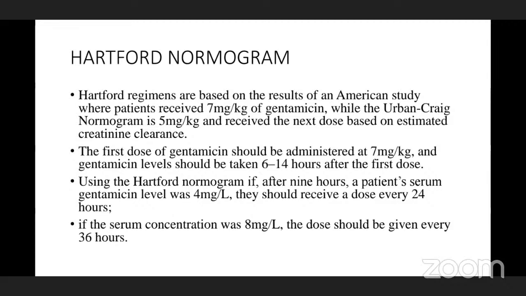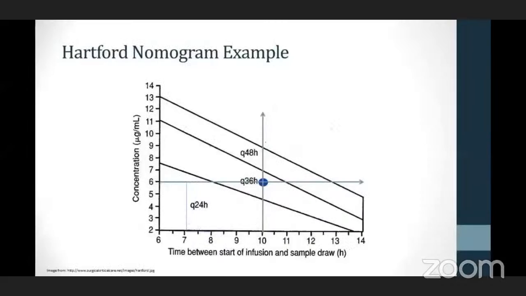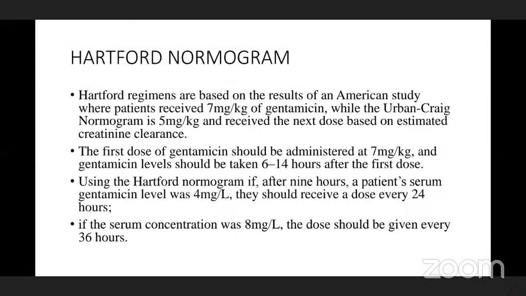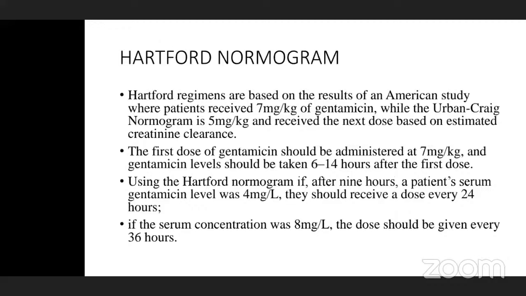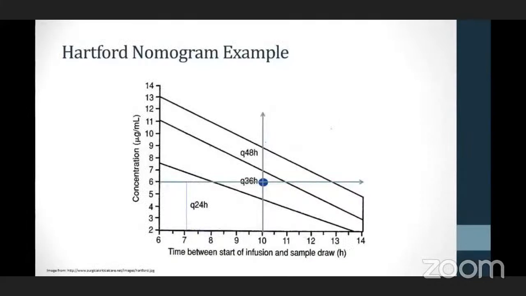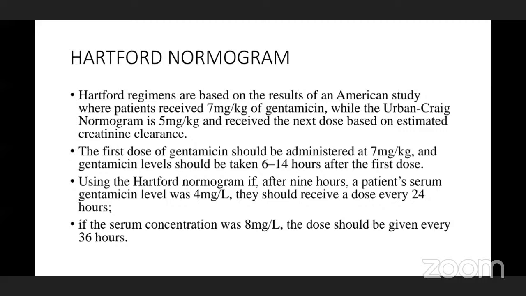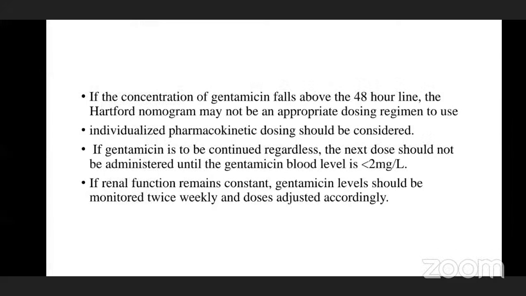Now, using the Hartford nomogram, if after 9 hours a patient's level was 4 milligrams, then they should receive a dose every 24 hours. If you take that down, it's within the 24-hour range, so you should dose gentamicin every 24 hours. If you take it at 10 hours and the level is still 6 milligrams, you should dose it every 36 hours, and so on and so forth. That's the benefit of using the Hartford nomogram.